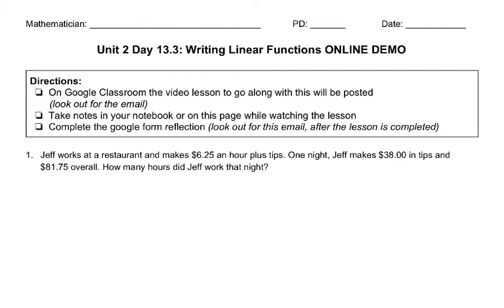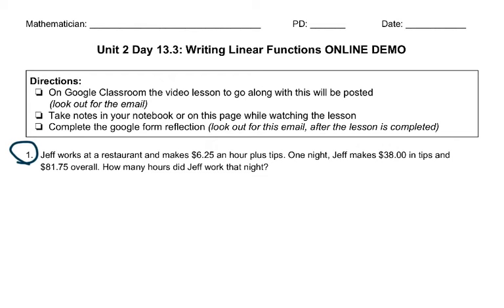Alright, so we're presented with this problem. The first thing we're going to do is read it first. So, here we are. Jeff works at a restaurant and makes $6.25 an hour plus tips. One night, Jeff makes $38 in tips and $81.75 overall. How many hours did Jeff work that night? Okay, I read it once.